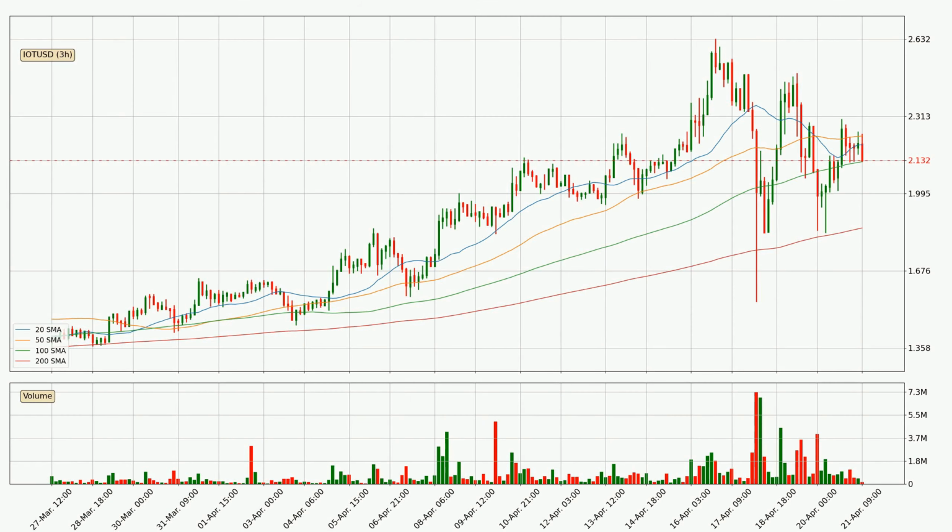Looking at the 3-hourly simple moving averages, the price only dipped below the 100 SMA to the downside, but then came up again, but it's not a very strong signal, as the volume hasn't been very high.